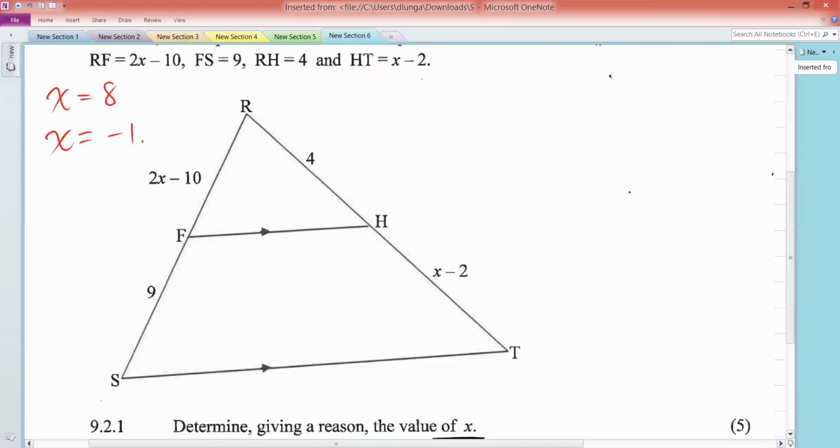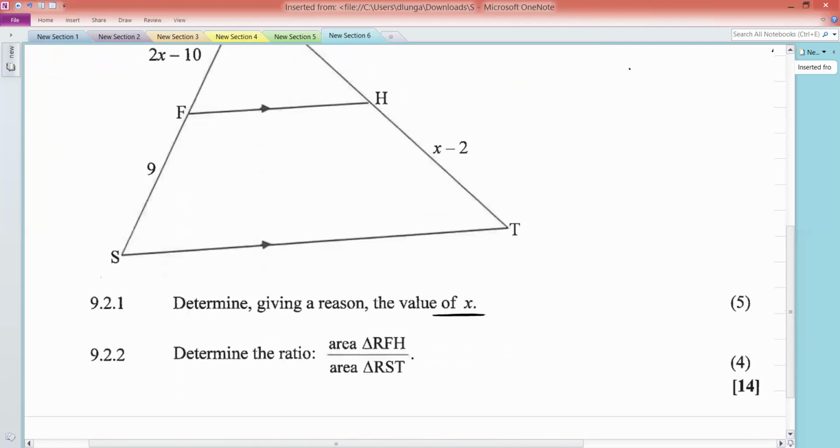Now, if I check the distance here, what happens if I plug in x is equal to negative 1? Negative 1 minus 2, HT is negative 3. Can we have a negative distance? No, ma'am. So we can't, we have to discard x is equal to negative 1. When x is equal to 8, that one works. It will work all through these.